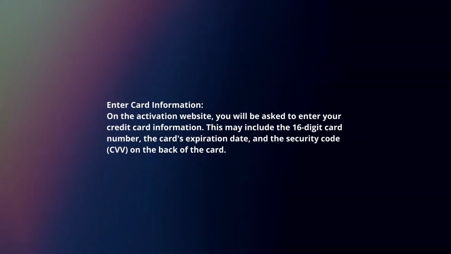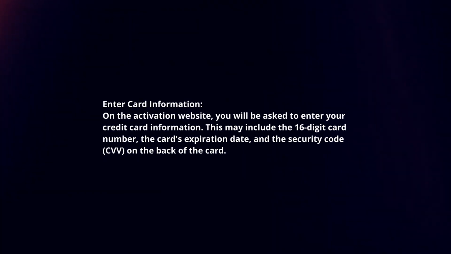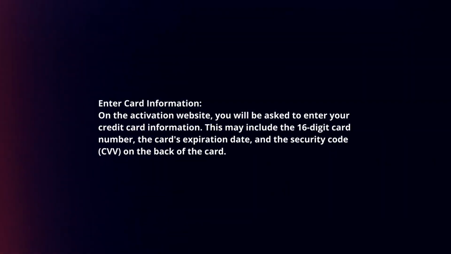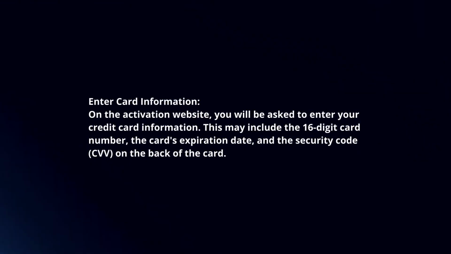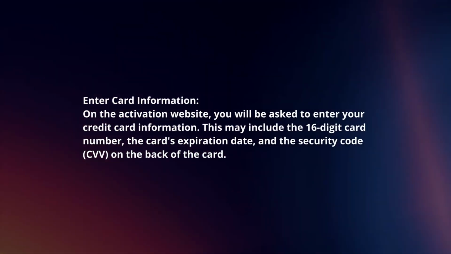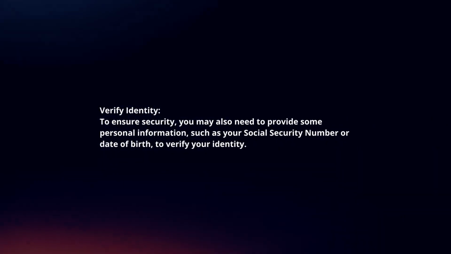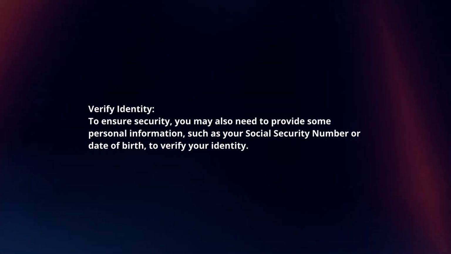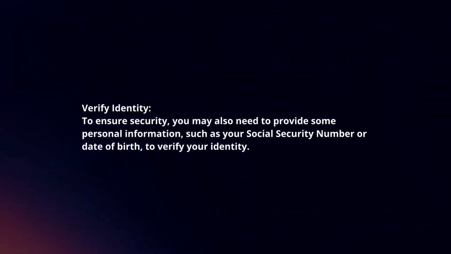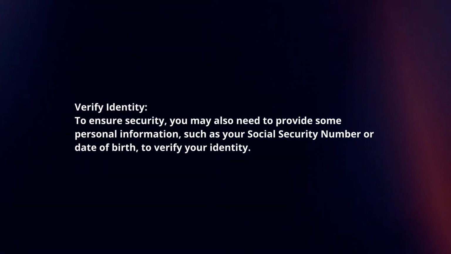Enter card information. On the activation website, you will be asked to enter your credit card information. This may include a 16-digit card number, the card's expiration date, and the security code on the back of the card. Verify identity. To ensure security, you may also need to provide some personal information, such as your social security number or date of birth to verify your identity.